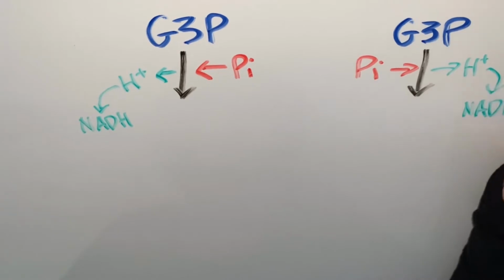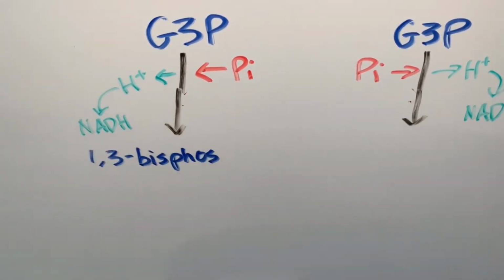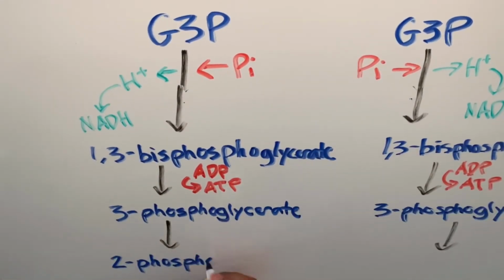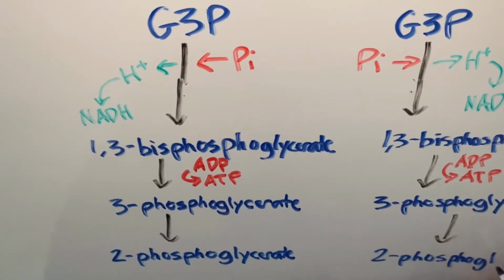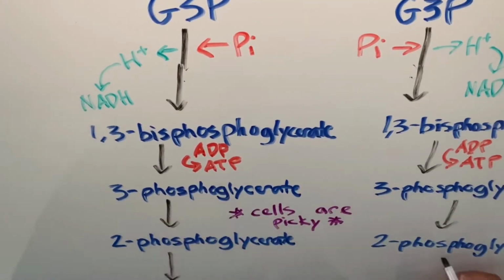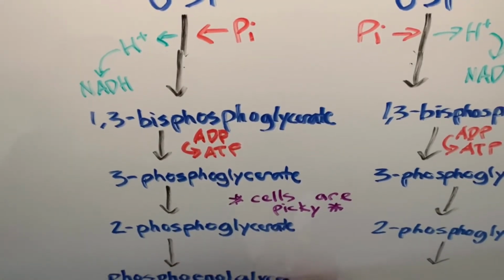Hydrogen is released from G3P and a phosphate group is added. This produces 1 NADH and G3P becomes 1,3-bisphosphoglycerate. Now that the molecule has two phosphates, one is released to produce ATP. This converts the molecule to 3-phosphoglycerate, and again, since cells are picky, this rearranges to 2-phosphoglycerate.